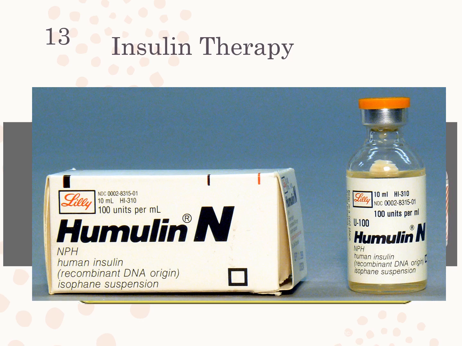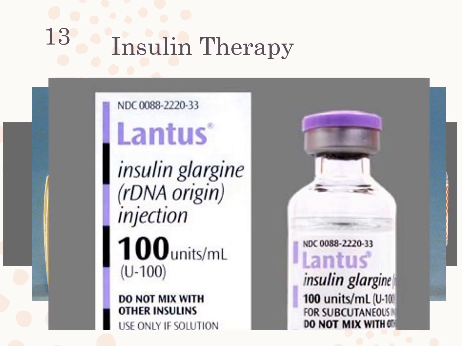Did you get that time? 1.5 hour onset, 4 to 12 hour peak, and 16 to 24 hour duration. And I'm going to tell you something about the peak too. I promise it's important. All right, here's our other insulin. Insulin glargine. This is also known as Lantus. The onset for this one is 2 to 4 hours. It has no peak, and it lasts 24 hours.